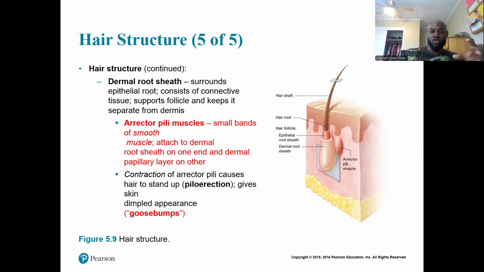In that dermal root sheath, you have epithelial tissue and connective tissue, which supports the follicle. You also have erector pili muscles. Remember, your hair can kind of stand up. These erector pili muscles are smooth muscles attached to the dermal root sheath on one end and the dermal papillary layer on the other. It gives you the ability to have what we call goosebumps. So there's a little bit of smooth muscle associated with hair follicles.